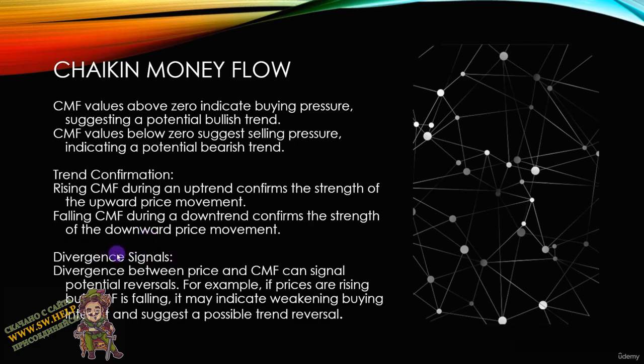We can also use the divergence of the signals, so the divergence between the price movement and CMF movement. For example, if prices are rising but CMF is falling, it might indicate a future weakening in the buying interest and probably a future trend reversal. So this uptrend is slowing down, and this is confirmed by the CMF, which is falling, and we might expect a coming downtrend or a reversal of the trend.